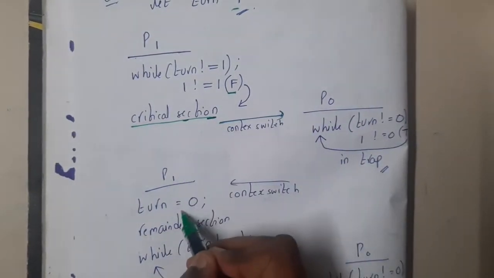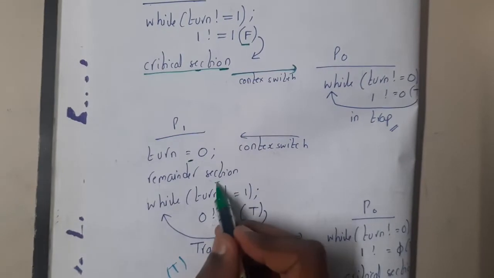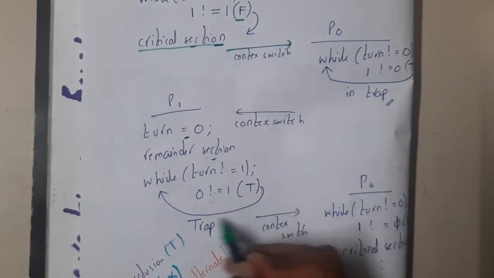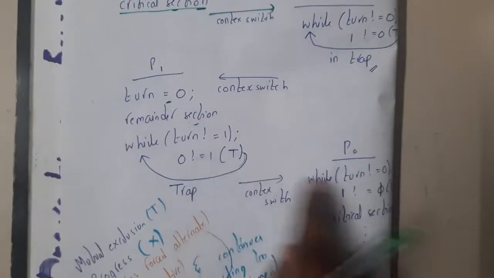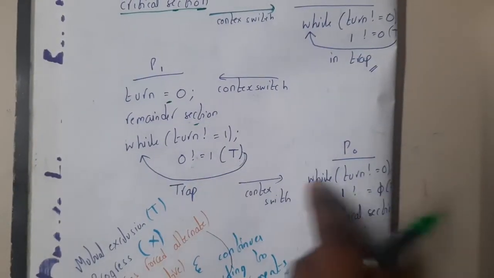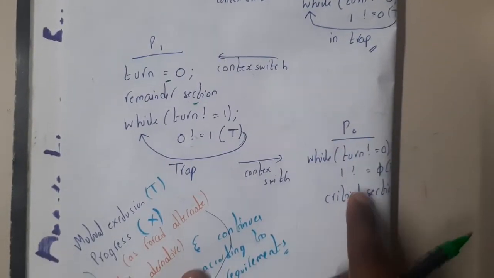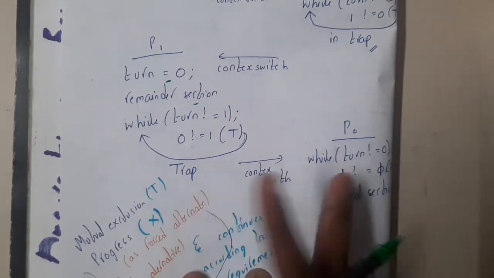After the critical section, we have turn equal to 0 and the remainder section. If it wants to check again, now it will be in the trap. You observed that here, right? Similarly, once this is swapped here, it will enter into the critical section. Then again it will swap. In this way, the strict alternation is there.